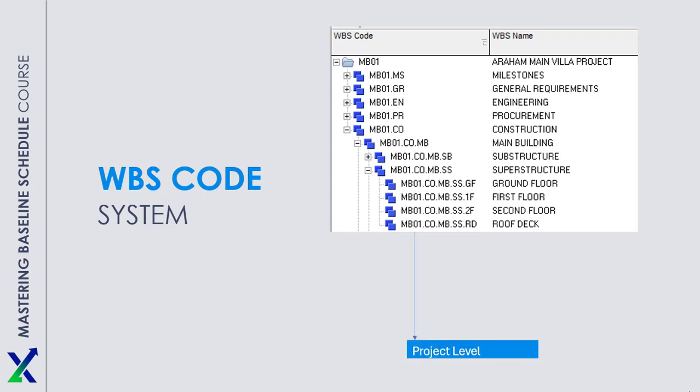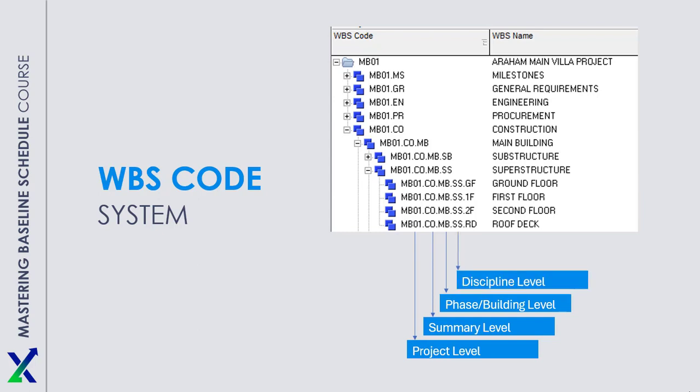The first level is the project level, which serves as the unique project ID for our schedule. Next, we have the summary level, representing major project deliverables. This is where we place the WBS elements for engineering, procurement, and construction. The third level is the phase or building level, where we break down the project into different phases or individual building structures. The fourth level is the discipline level, helping us categorize work by discipline or specialty. Finally, we have the floor level as the last level, allowing us to further detail our scope by individual floors.